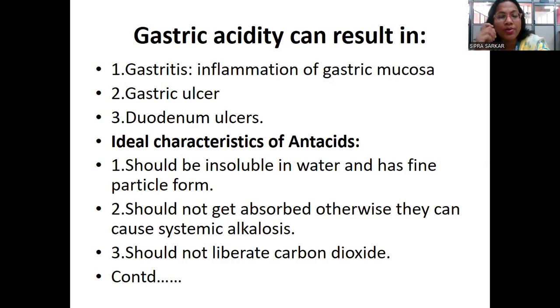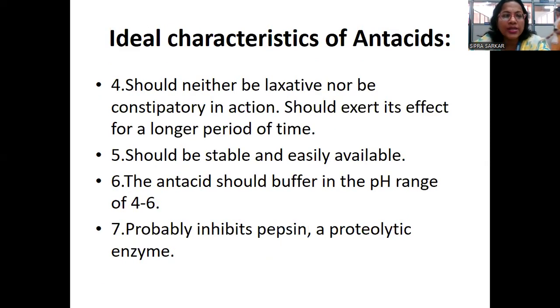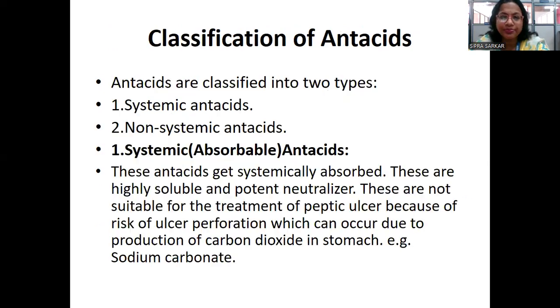Next, they should not liberate carbon dioxide. They should be neither laxative nor constipatory in action. Whenever we are taking any constipatory antacid, it should not cause problems. They should exert their effect for a longer period of time, and should be stable and easily available. The antacid should buffer in the pH range of 4 to 6, so that it inhibits pepsin, a proteolytic enzyme, which is a major cause of acidity.